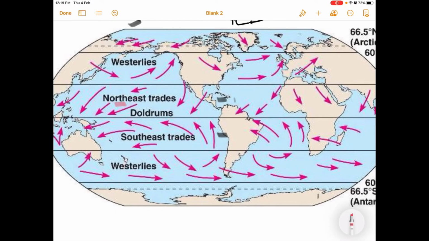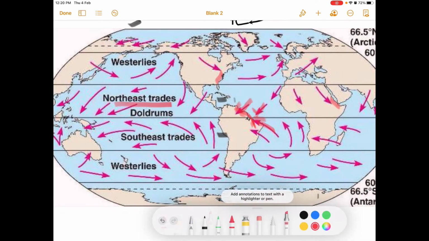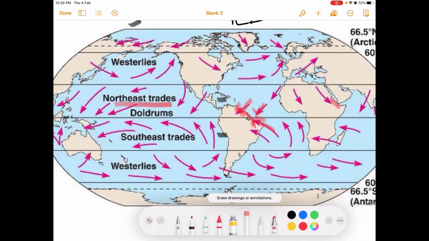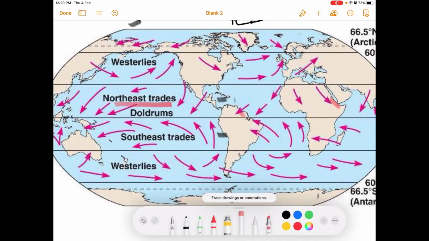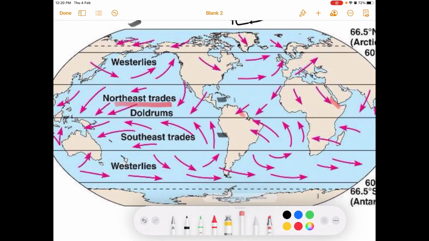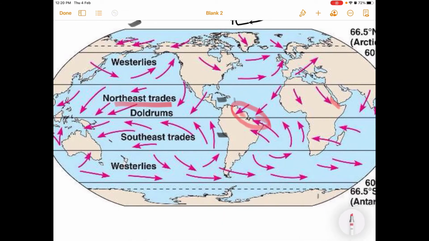Now these northeast trade winds bring heavy rainfall on the eastern margins of the continent, children. Why? Because they are onshore winds, right, and they give a good amount of rainfall on the eastern margins of the continent, right here in this area. In these areas the winds are giving a good amount of rainfall because the winds are onshore. Onshore means the winds move from sea towards the land.